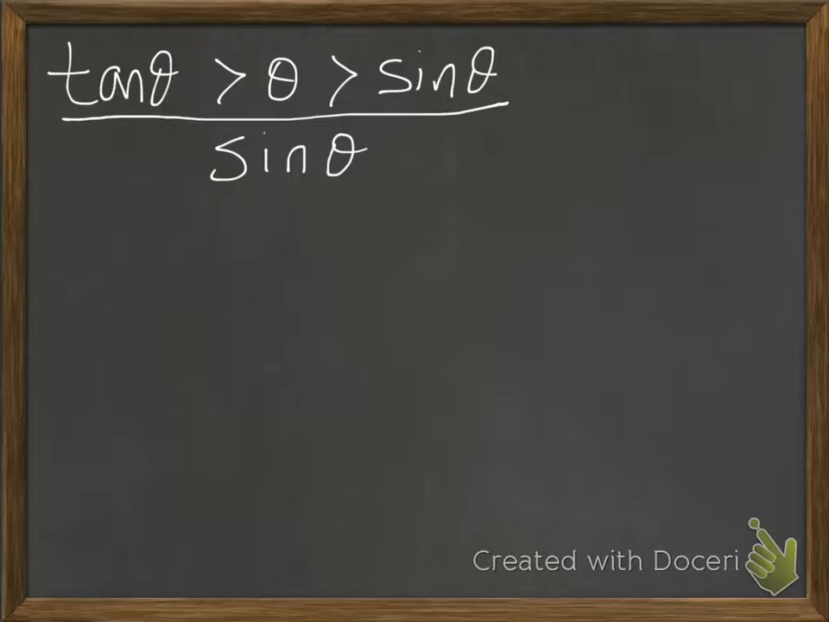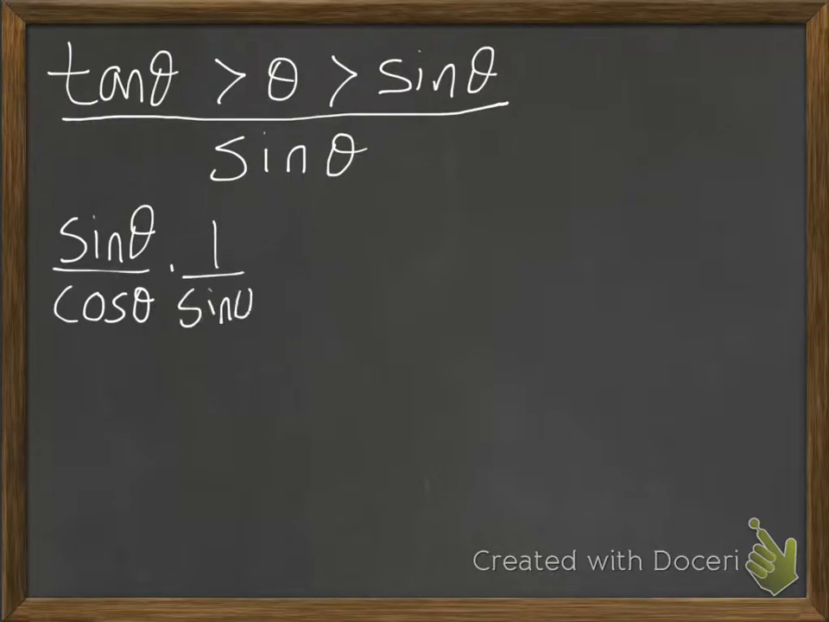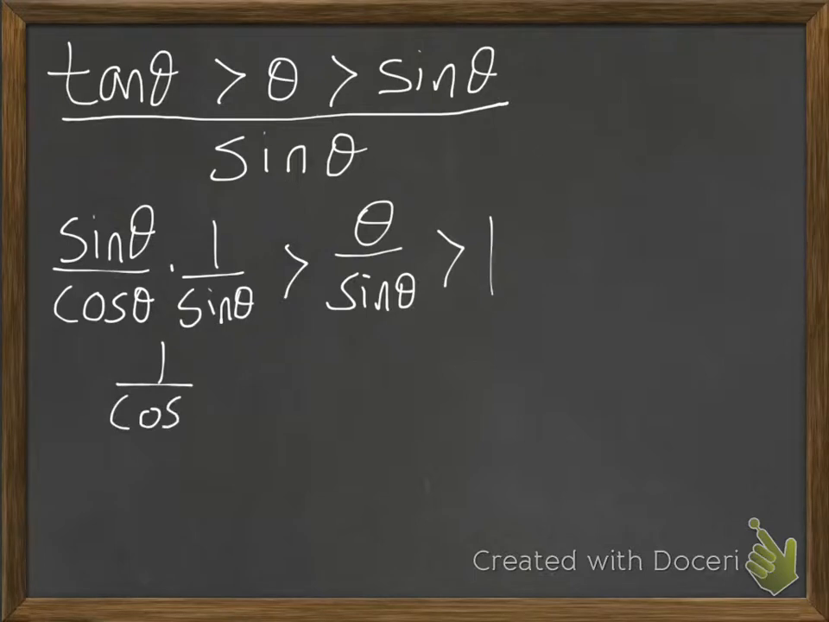So, rewriting that, tangent theta is sine of theta over cosine of theta. I'm dividing by sine of theta, which is the same as multiplying by 1 over sine of theta. That would give me theta over sine of theta, and then that's greater than 1. Simplifying gives me 1 over cosine of theta is greater than theta over sine of theta is greater than 1. Now that's almost what we want.